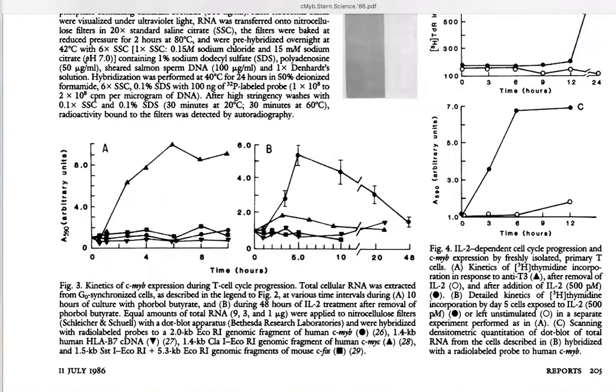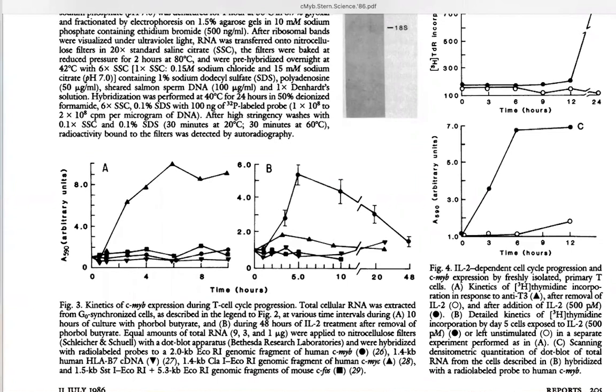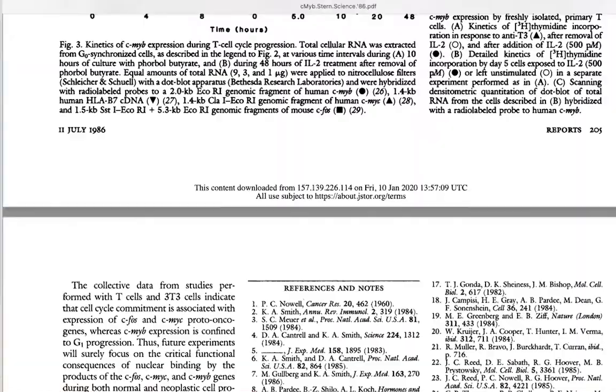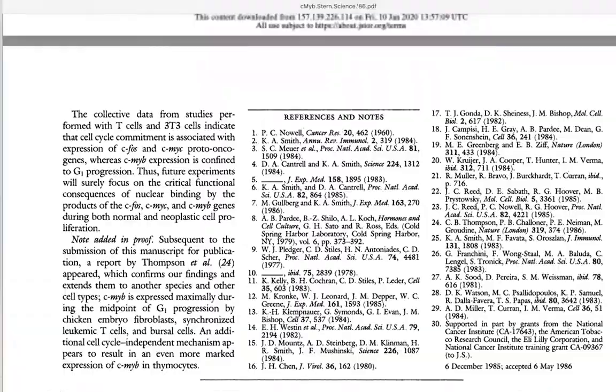And then in C, we have densitometric scanning of c-myb messenger RNA dot plots with plus or minus IL-2 on the day five cells. And you can see it's positive when we add IL-2 and it's not positive when we don't add IL-2. So that was figure three. That'll do it for that.